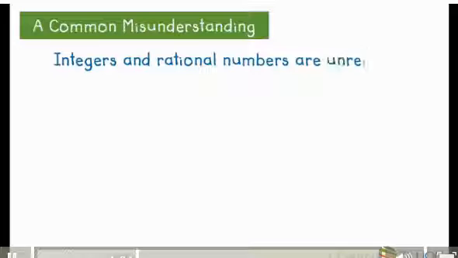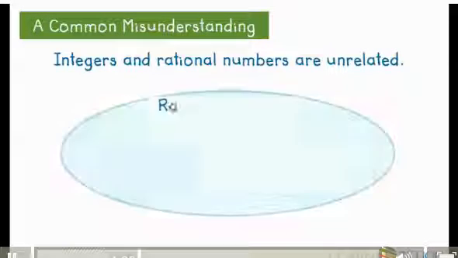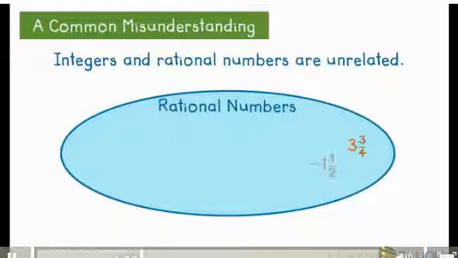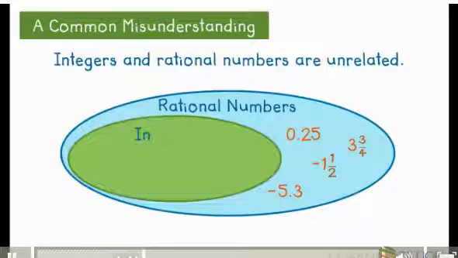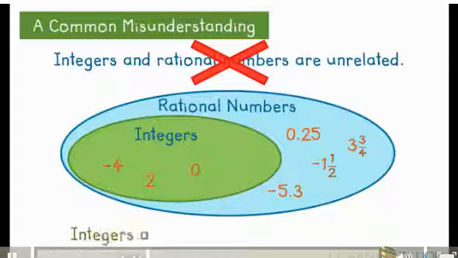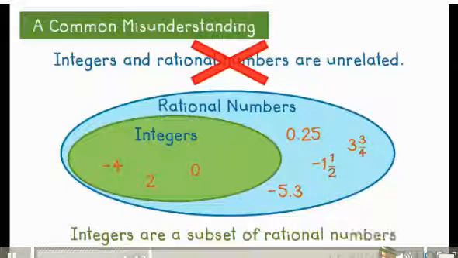A common misunderstanding is to think that integers and rational numbers are unrelated. However, if we look at this graphic organizer, we can see that this is not the case. In fact, integers are a subset of rational numbers. When we use the term rational numbers, we are also including integers.